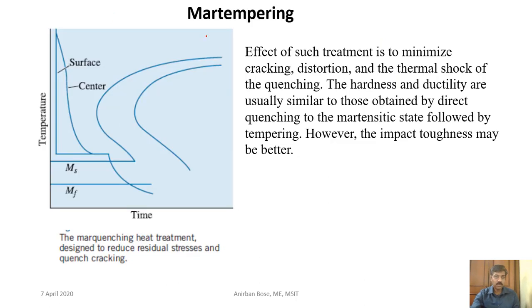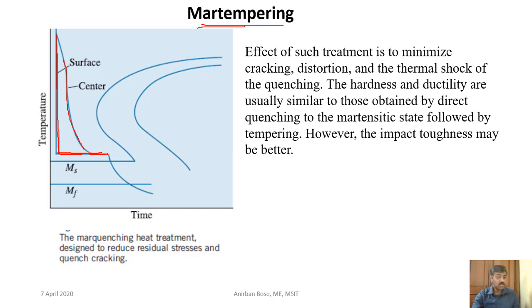To avoid this kind of quenching crack, a process called mar-tempering is used. It is not cooled completely: before the martensitic start temperature, it is cooled very fast, then held for a certain time. What happens is the temperature gradient that developed between the center and the surface. At the surface the cooling rate is very high, so the curve will be like this. At the center the cooling rate will definitely be smaller, the curve will be like this, so there will be a huge temperature gradient.